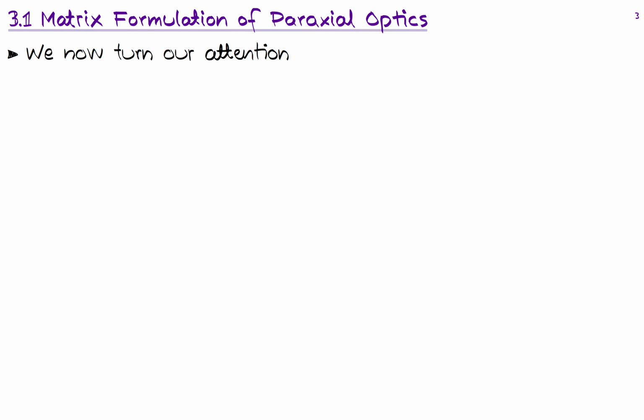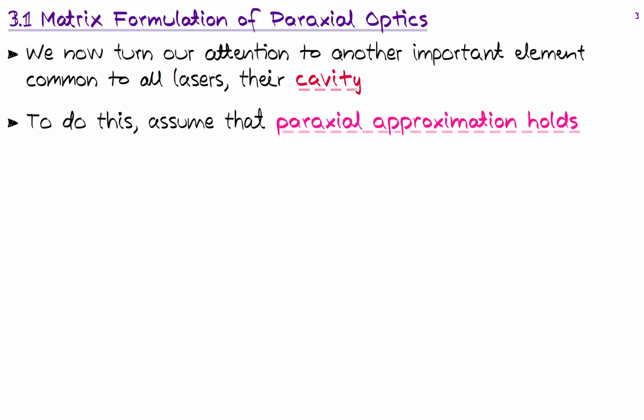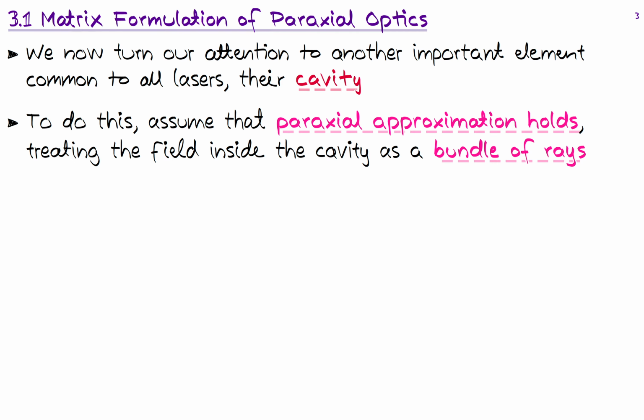What we are doing now is focusing on a very important element common to all lasers, and that's the cavity. How do we understand how the cavity functions? We want to, first of all, simplify our treatment. So we assume that the paraxial approximation holds, which implies that we can treat the electromagnetic field inside the cavity as a collection of geometrical rays, as we remember from the basic optics course regarding geometrical optics. This is most of the time an extremely good approximation. We don't really need to deal with real field propagation most of the time.